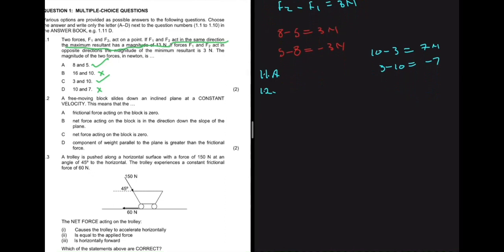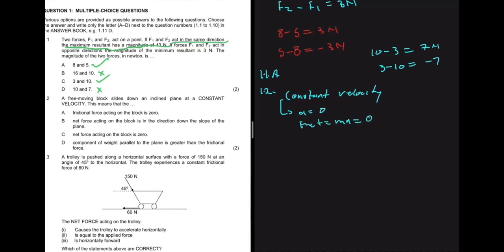1.2 says that a free moving block slides down an inclined plane at a constant velocity. This means that, before I even look at my options, with my eyes closed, I know fully well that we're moving at constant velocity. So what is the consequence of constant velocity? The consequence is that acceleration is 0. But then, what is the consequence of acceleration being equal to 0? F net is equal to ma. So if acceleration is equal to 0, then F net is equal to 0.